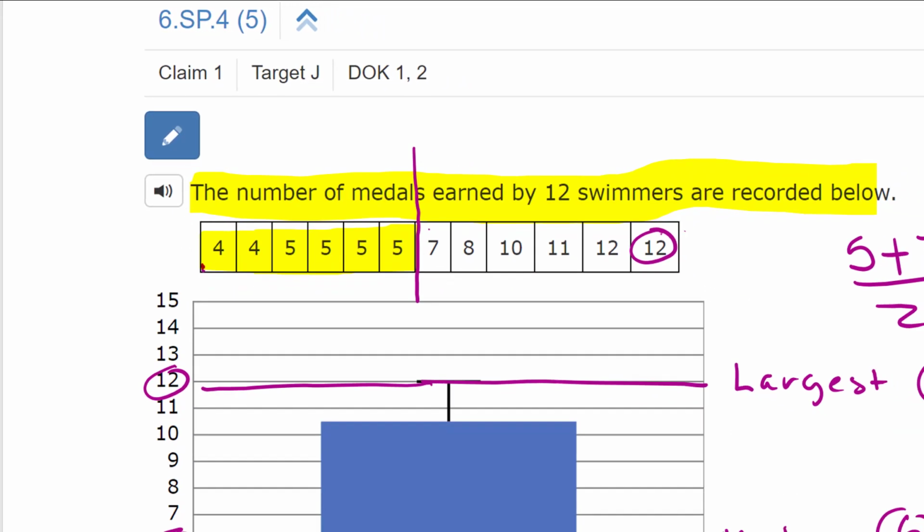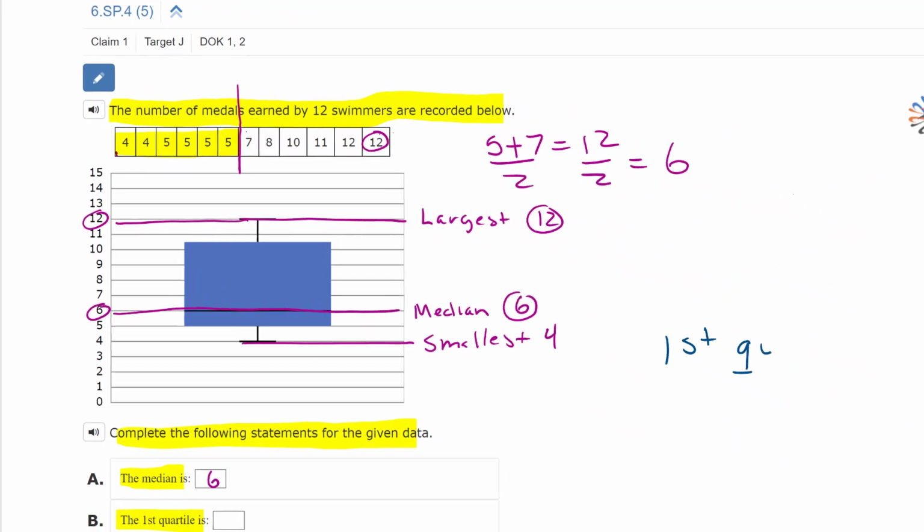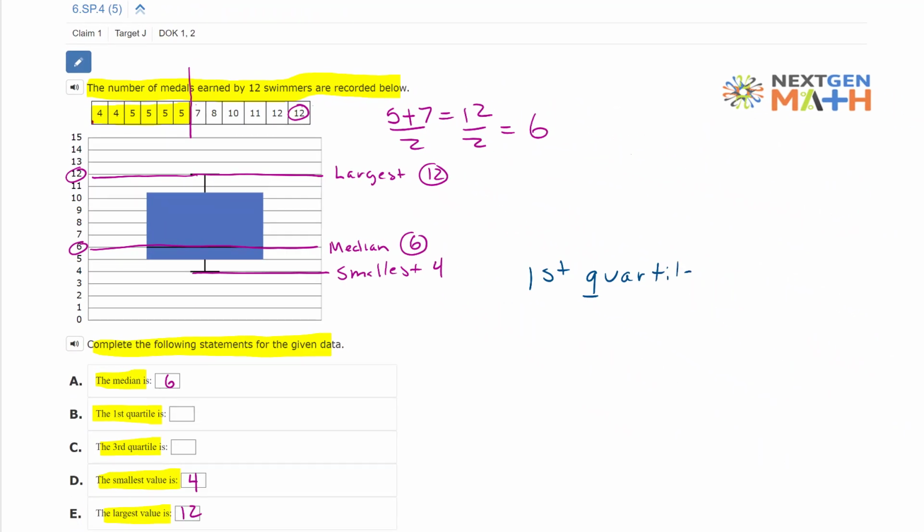Let's now work on the first quartile. Here's the first quartile, which is made up of these numbers, 4, 4, 5, 5, 5, and 5. What do we want to find? We want to find the median of these numbers.